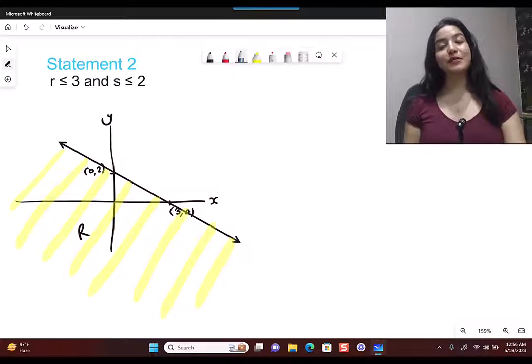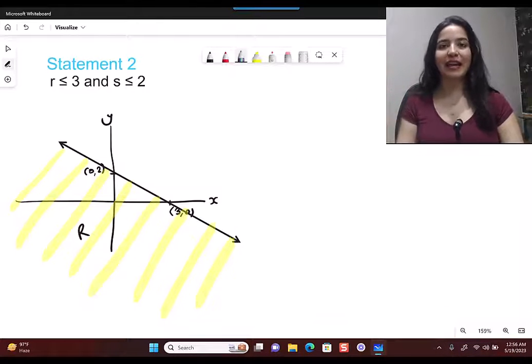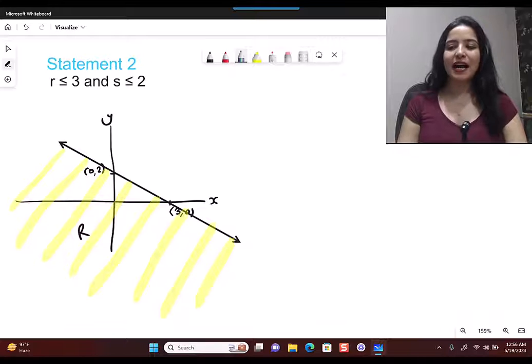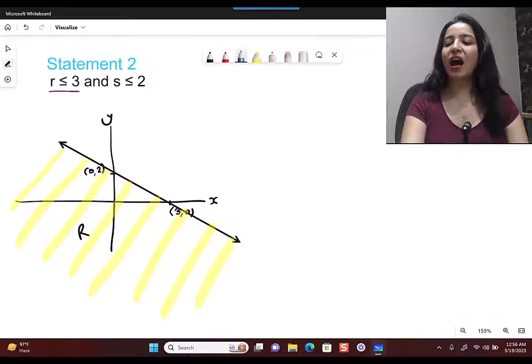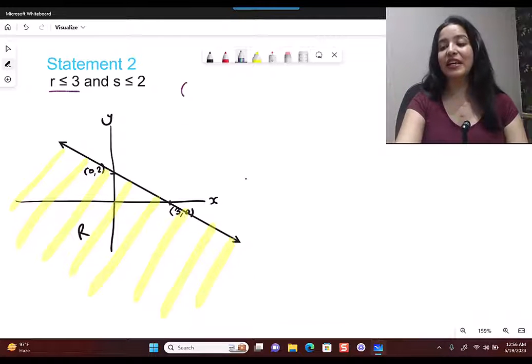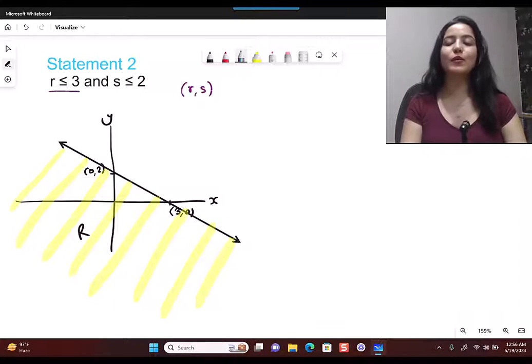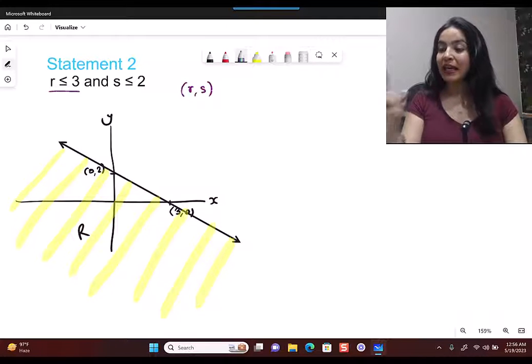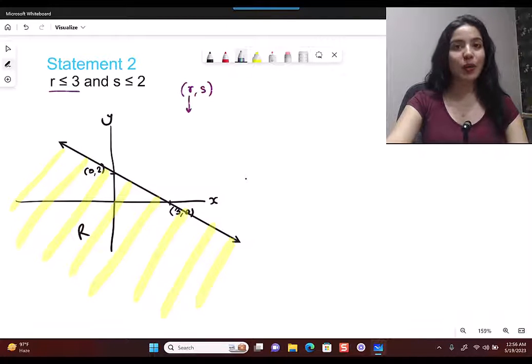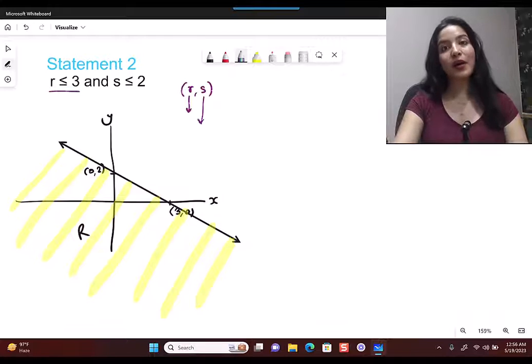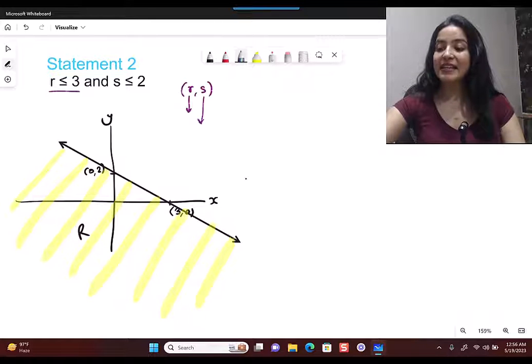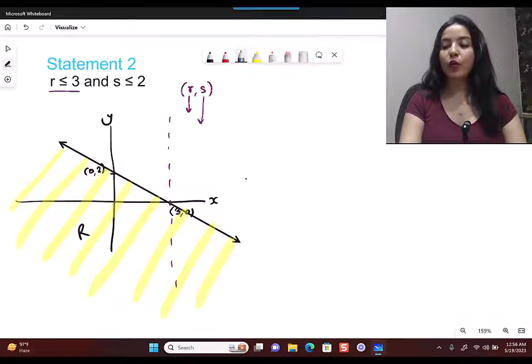Okay, here is statement 2 now, and I brought what we had in the question stem. This time, about the point r, s that I need to find, I know that this r is always going to be less than or equal to 3 and the s is always going to be less than or equal to 2. Think about it. r is the x coordinate, and s is the y coordinate. That means my x coordinate is always less than or equal to 3. That means all of my points are going to be on the left of this line that I just drew.